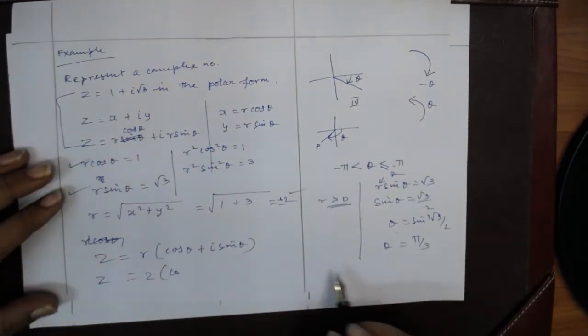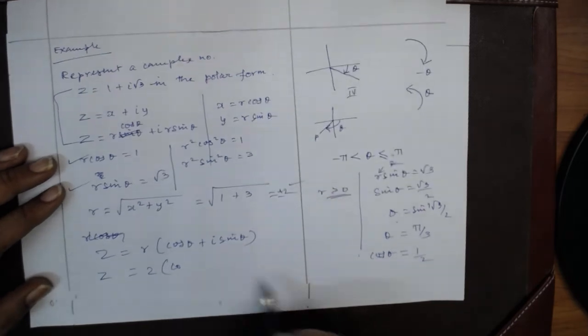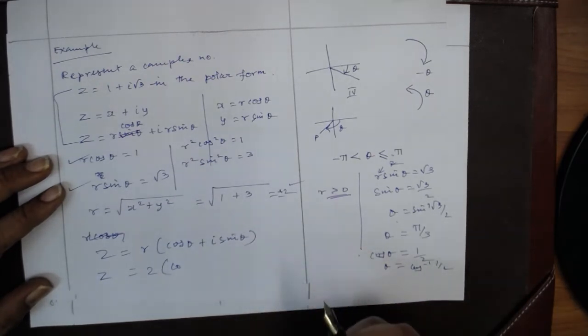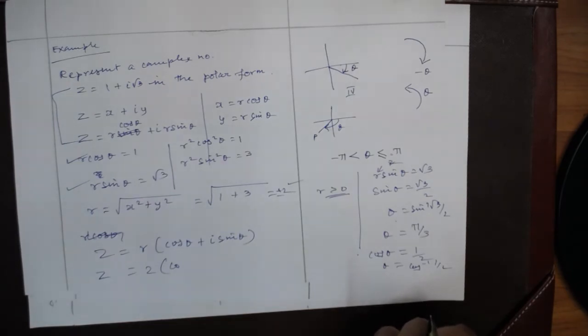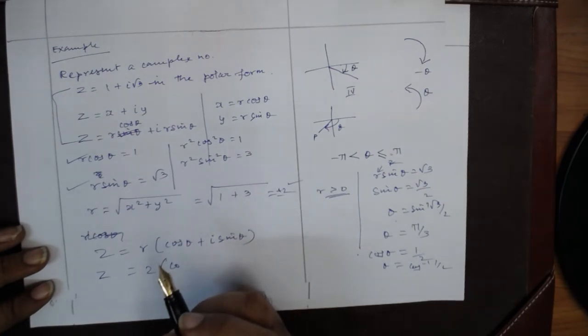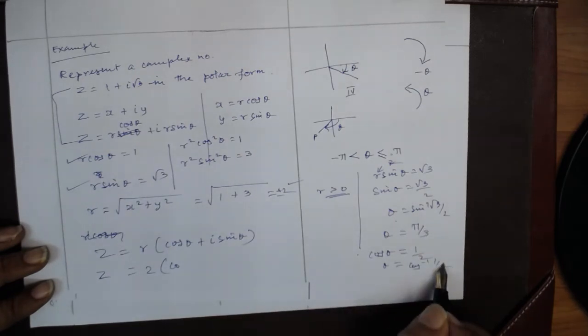And what about the cos theta? Cos theta is equal to how much? R cos theta, is it not? That is 1, so cos theta is equal to 1 by 2, because r cos theta. Okay. So theta is equal to cos inverse of 1 by 2. So cos inverse of 1 by 2 means how much? Pi by 3. Yeah. So pi by 3 in this case.